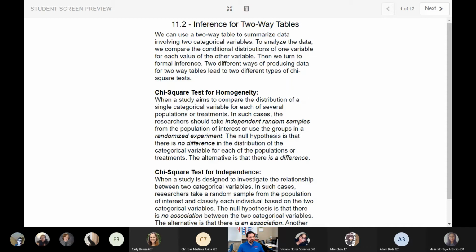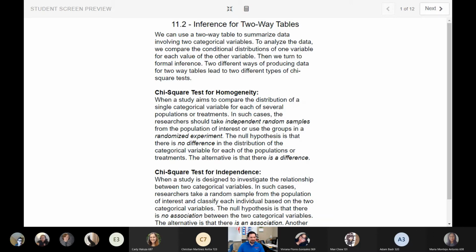This is when a study aims to compare the distribution of a single categorical variable for each of several populations or treatments. In such cases, the researchers should take independent random samples from the population of interest or use the groups in a randomized experiment. The null hypothesis is that there is no difference in the distribution of the categorical variable for each of the populations or treatments. The alternative is that there is a difference.